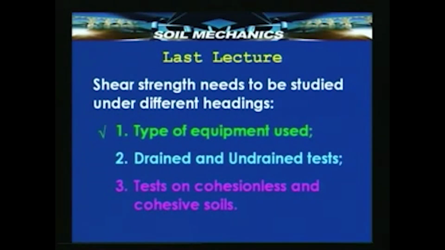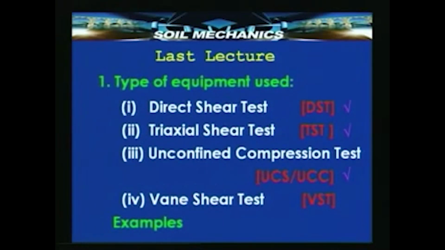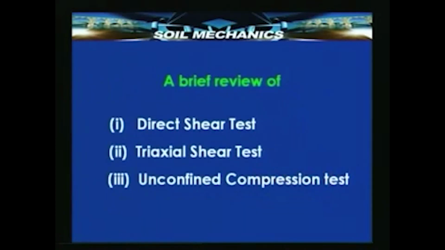Now, this is the way I had subdivided the topics, and then the type of equipment used and the classification of the tests according to the type of equipment used was also seen in the past few lectures. For example, we have seen the direct shear, triaxial shear and the unconfined compression tests in detail. Before proceeding further, let us slightly recapitulate what we saw in these 3 sections. Let us take a brief review of the direct shear test, the triaxial shear test and the unconfined compression test.